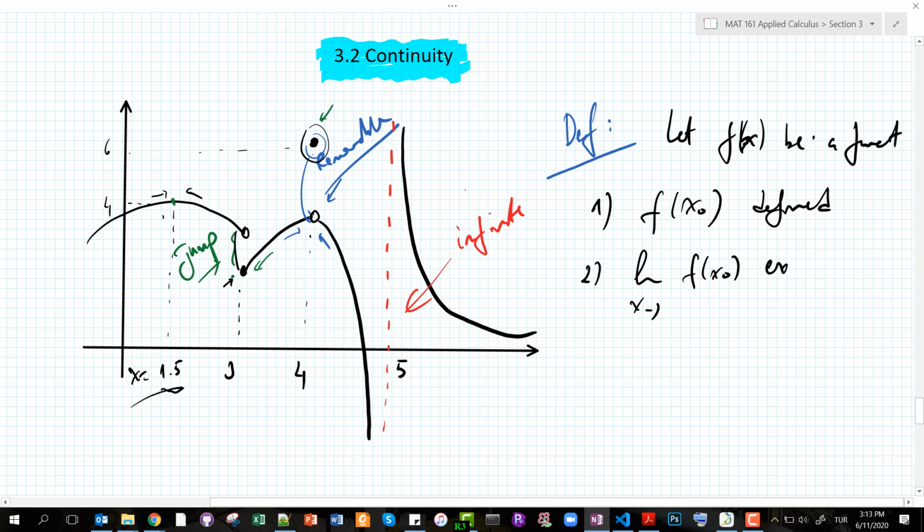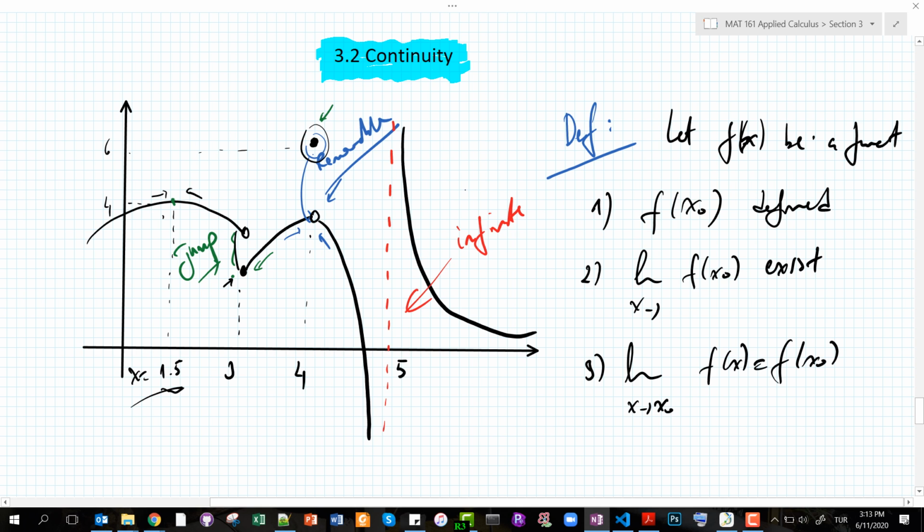This is why you should have the limit at that point. The third case, although you have the limit, as in the case x equal 4, you have a limit, but the limit is not equal to the function definition. That's why, to be continuous, the last condition is that they should be equal to each other.